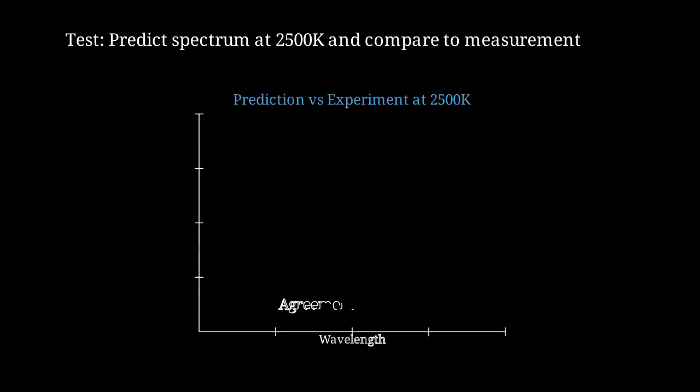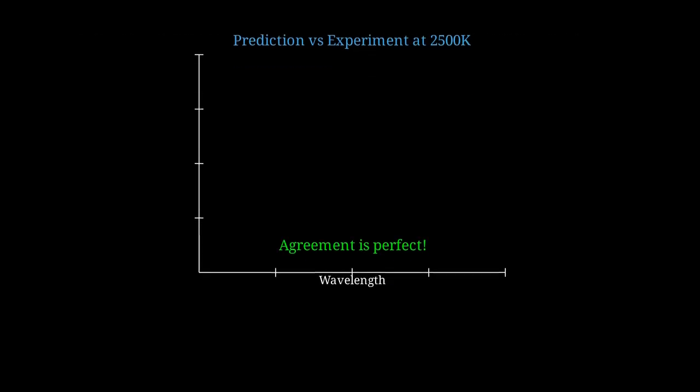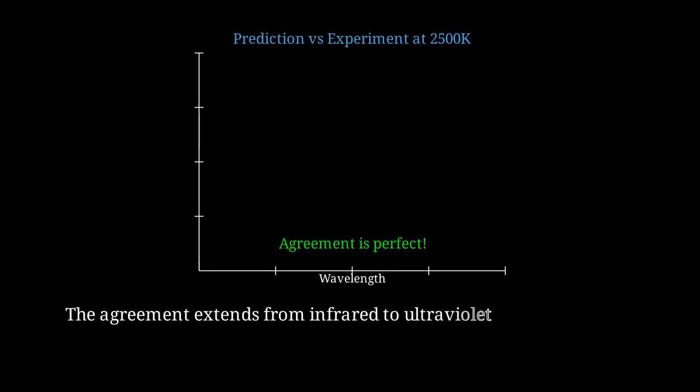When we do this, we find perfect agreement. The Planck formula predicts not just the shape, but the absolute intensity at every wavelength. The agreement extends across the entire spectrum, from infrared wavelengths of tens of micrometers down to ultraviolet wavelengths of hundreds of nanometers.